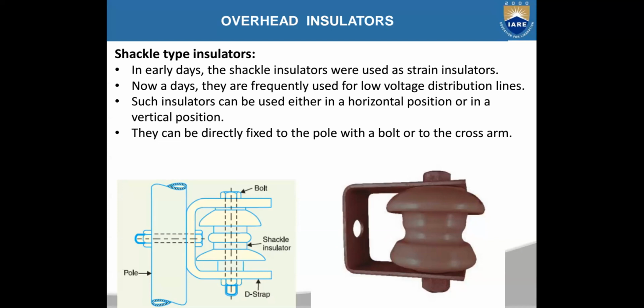Okay, so this is about the shackle type insulator. These shackle type insulators are used only at the distribution level, which has a voltage level up to 11 kV. Up to 11 kV you can use these shackle type insulators. If it is more than 11 kV, then you have to go for the strain type insulators. Okay, so these are the different types of insulators.